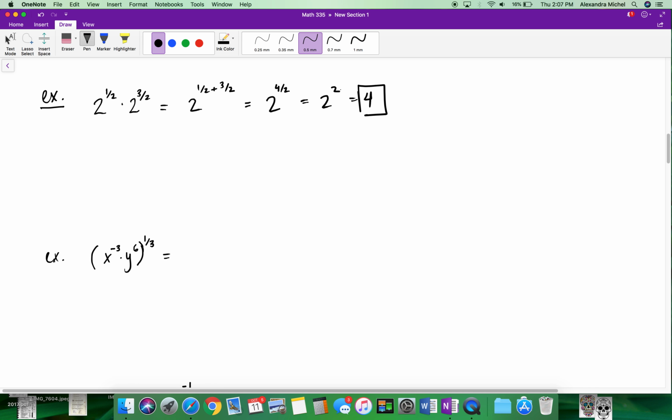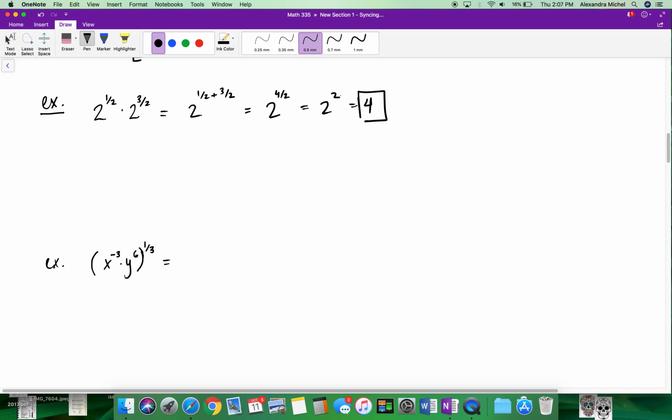Now we might have something like this, where we have powers of variables. So now we have two different bases, and we have to think what are we going to do with this 1/3 power and the other exponents involved? Well, if I'm taking everything to the 1/3, that's the same as taking x to the -3 to the 1/3 and y to the 6th to the 1/3.